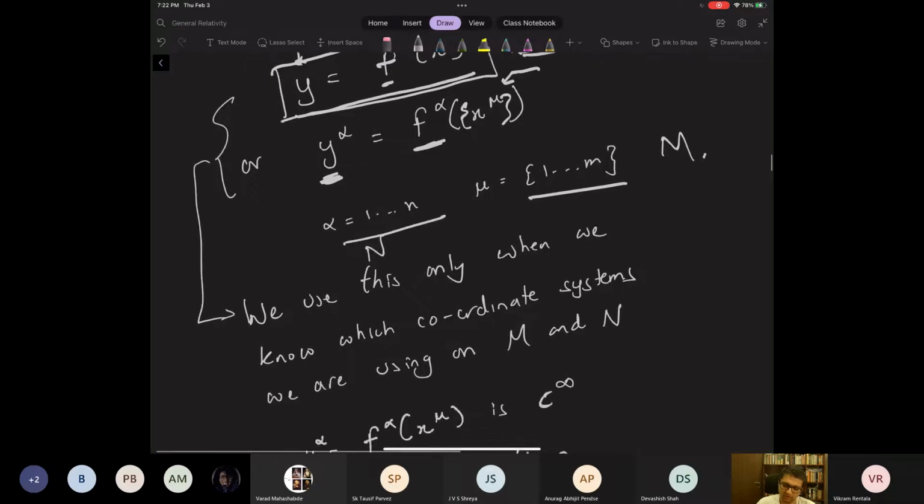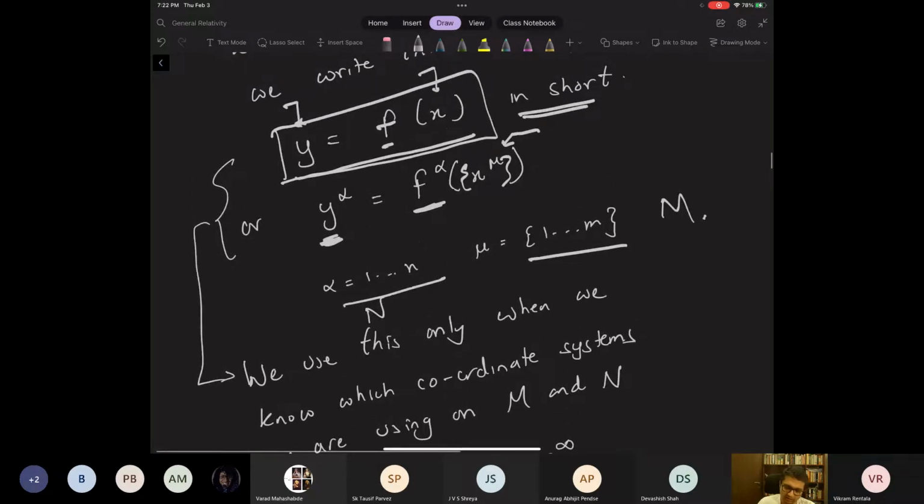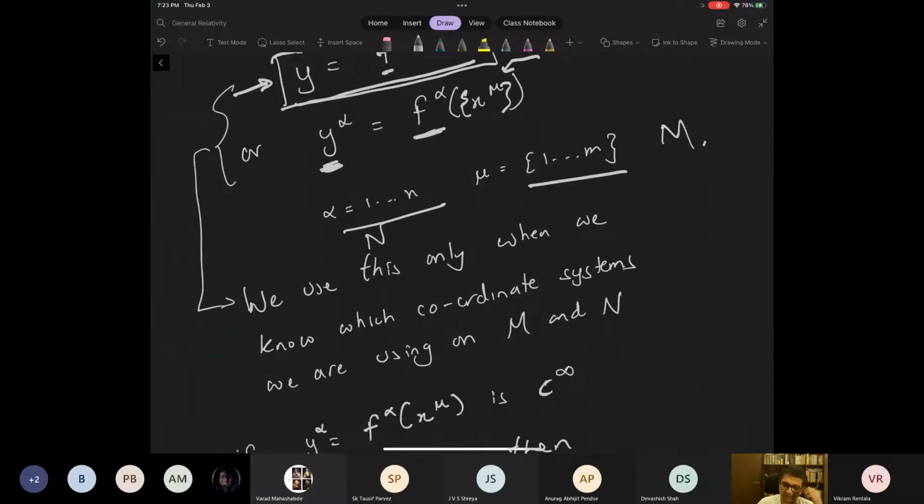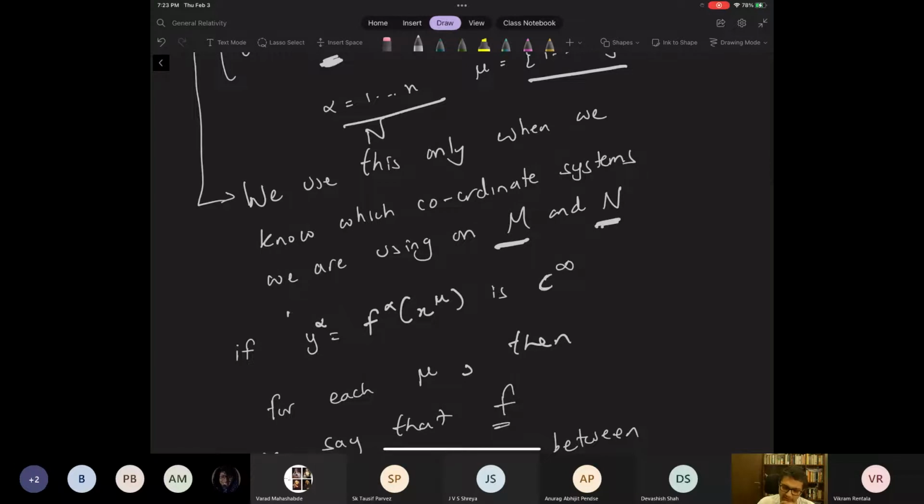So it's important that you only use this shorthand notation when you know which coordinate systems you are using on M and which coordinate systems you are using on N. Assuming you already understand which coordinate patch you're talking about, then it's perfectly fine to write this. There's no ambiguity about the shorthand notation, and we will often use this when we understand which coordinate system we're referring to.